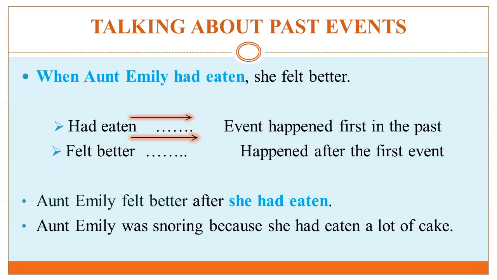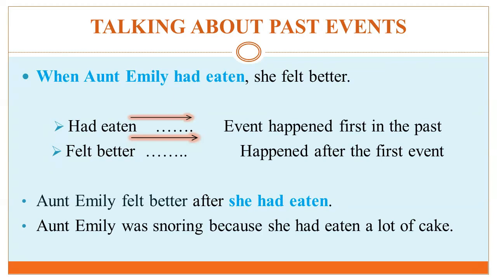We are talking about two events that happened in the past. We will use simple past tense or past indefinite tense for the event that happened later, and we will use past perfect tense for the event that happened first in the past. Let's discuss it with the help of example. When Aunt Emily had eaten, she felt better. So tell me, read the sentence carefully and tell me which of the event happened first in the past.